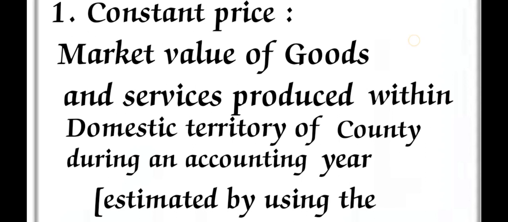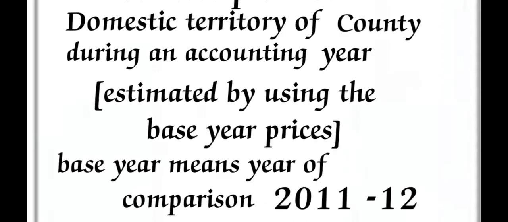So that is the market value of all goods and services which are produced within the domestic territory and within the accounting year, which means the financial year, from 1st April to 31st March. But what is constant? Constant means that it is estimated by using the base year prices. Base year is taken just for the comparison.